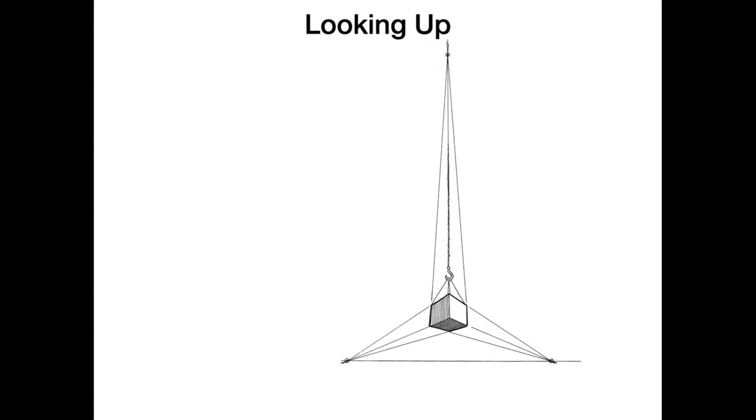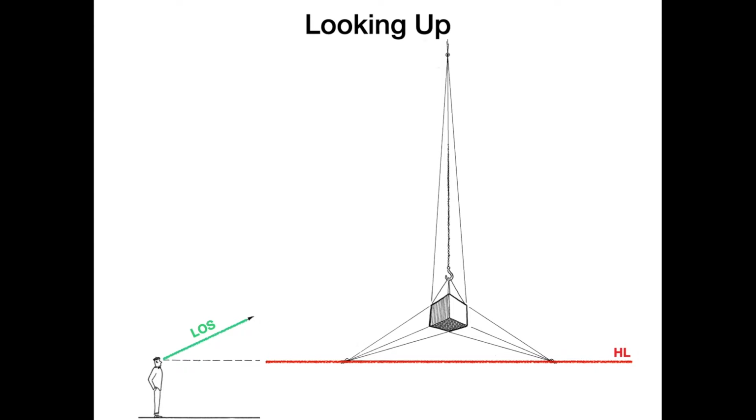Okay, so now let's take a look at what happens when you look up at our cube. Our head is tilted upwards now. And once again, you have to ask yourself, where is the horizon? Where is your eye level? And because you're looking upwards, the horizon line is going to appear pretty low, all the way down here.